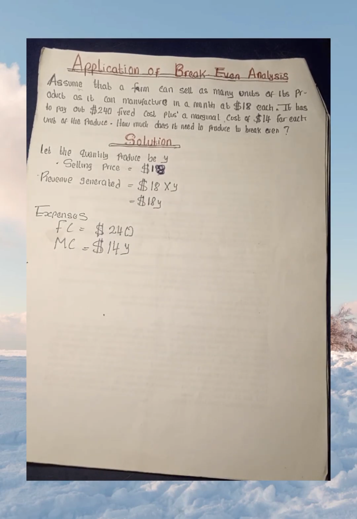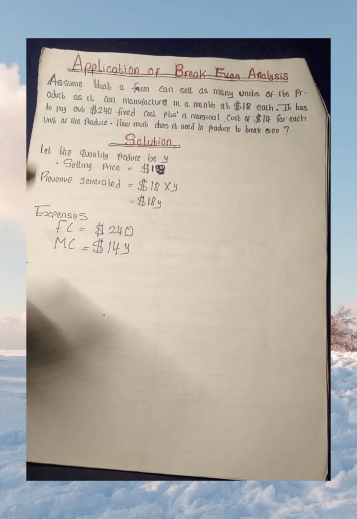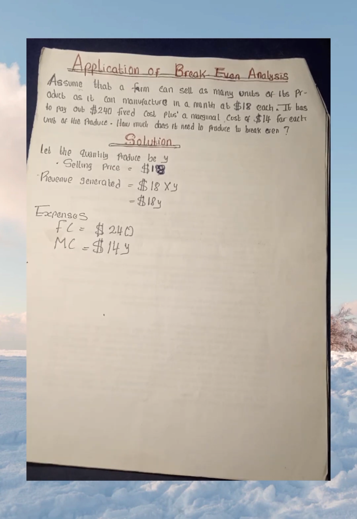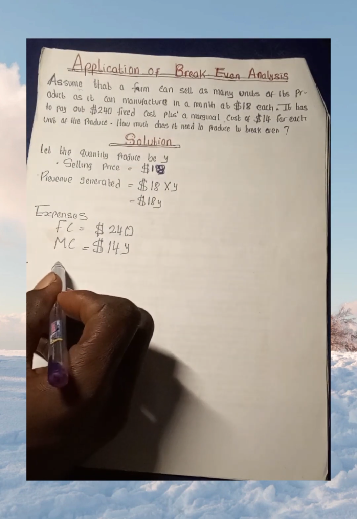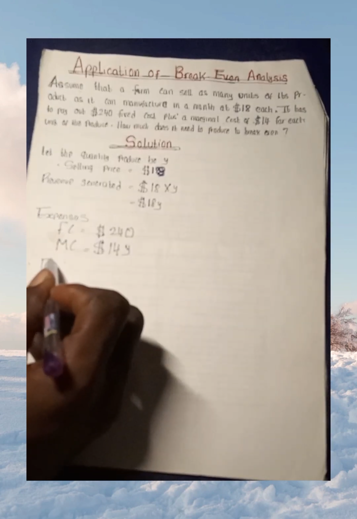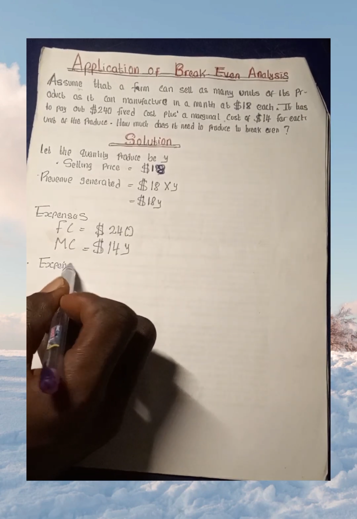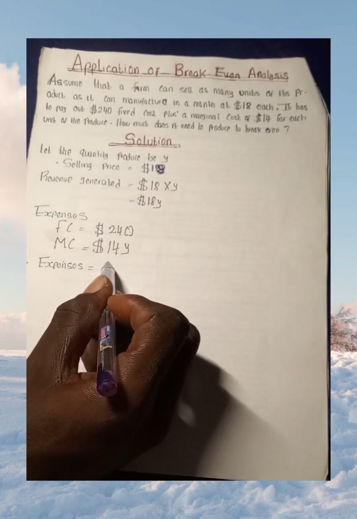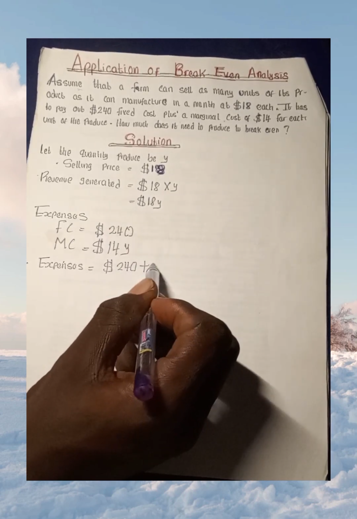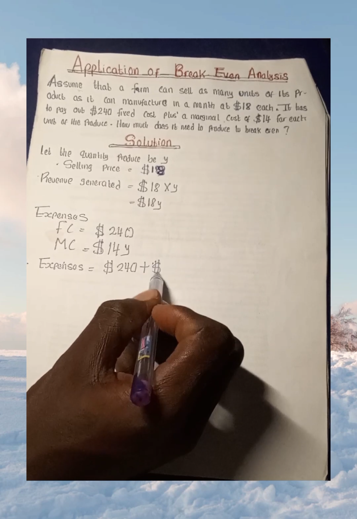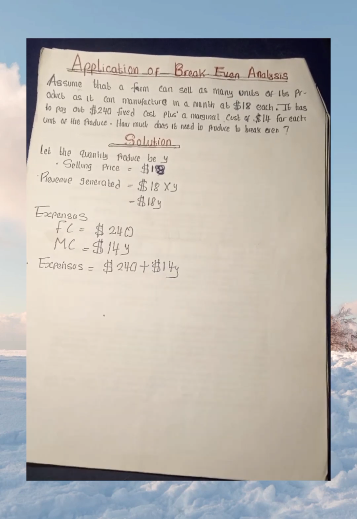So after the revenue generated, which is $18y and is the income, the expenses made are the fixed cost, which is $240, plus the marginal cost. The expenses made equal $240 plus $14y. That is the expenses made.